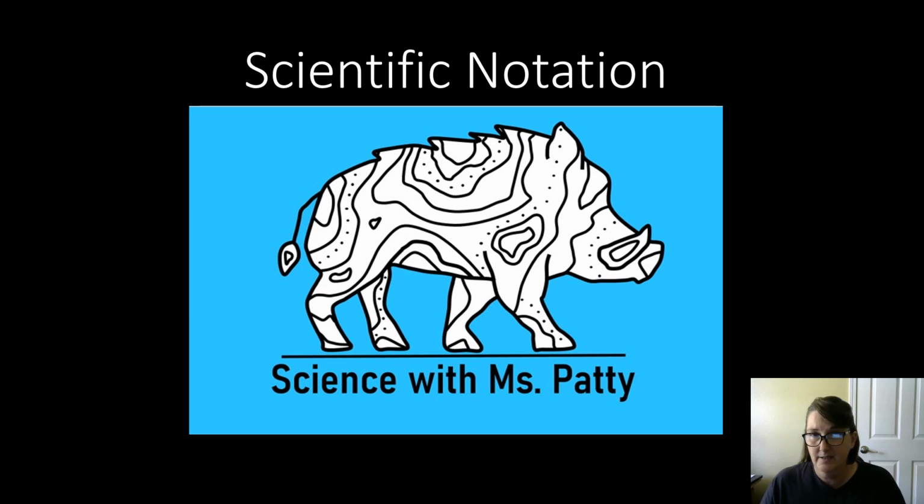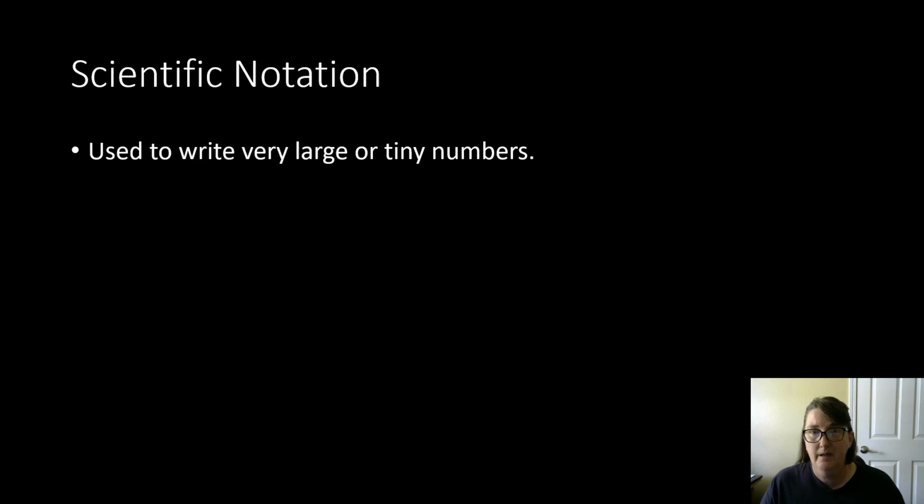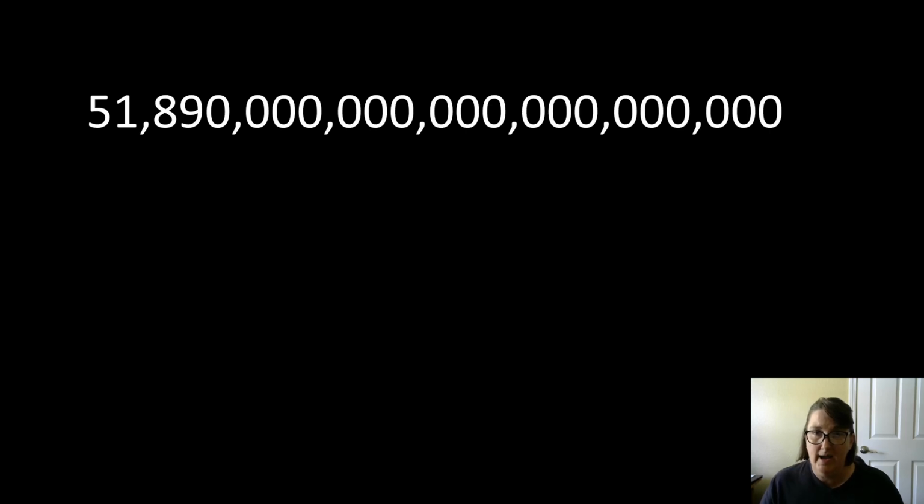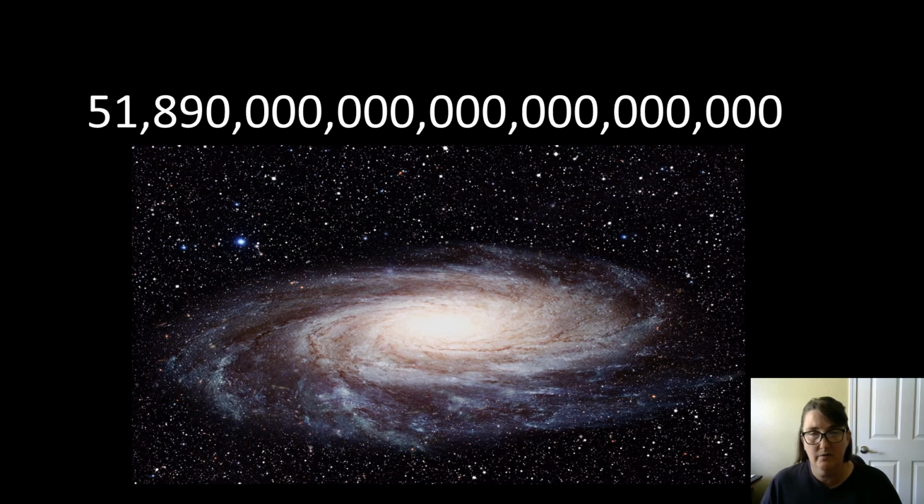Hello, today's lesson is going to be scientific notation. Let's get started. Scientific notation is a way to write very large or very small numbers. For example, I have this very large number, and it could represent something in space. Space is very large, very vast, so I could have a huge number like this.